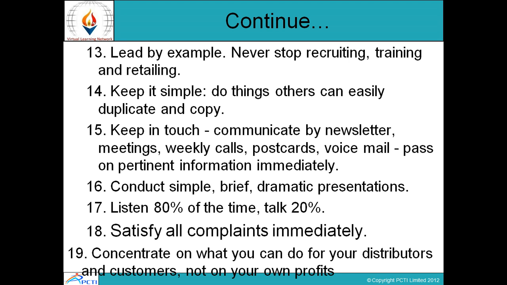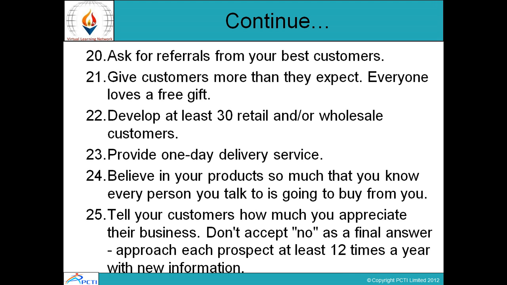Next point is concentrate on what you can do for your distributors and customers, not on your own profit. आप अपने डिस्ट्रीब्यूटर्स के लिए, कस्टमर के लिए क्या कर सकते हैं, फोकस ऑन दैट पार्ट. आप अपने पर्सनल बेनिफिट्स के बारे में सोचेंगे तो बिजनेस कहाँ से आएगा. नेक्स्ट इज आस्क फॉर रेफरेंस फ्रॉम योर बेस्ट कस्टमर्स. वो कस्टमर जो आपके रेगुलर कस्टमर्स हैं, आपको हर बार बिजनेस देते हैं, आप उनसे रेफरेंस के बारे में बात कर सकते हैं. दिस इज द अनदर बेस्ट प्रैक्टिस, बेस्ट टेक्निक ऑफ डूइंग द बिजनेस.